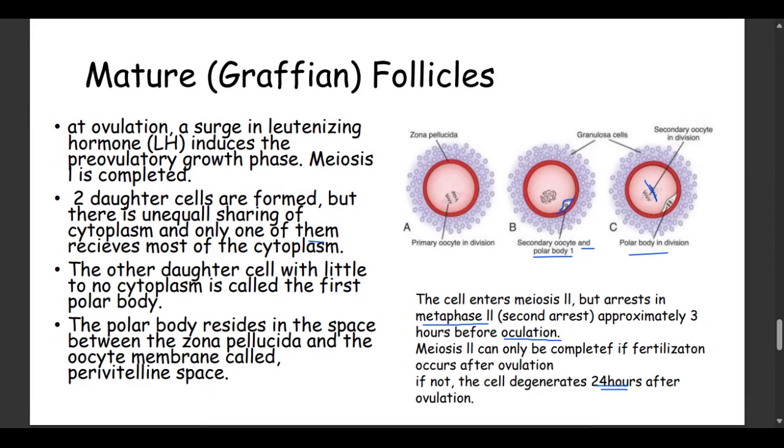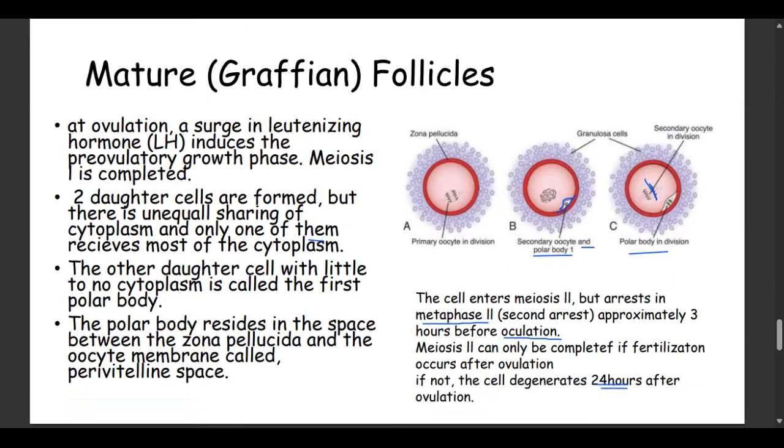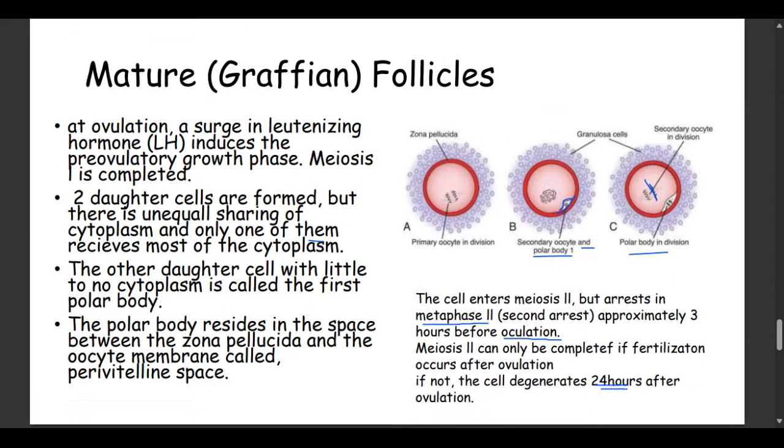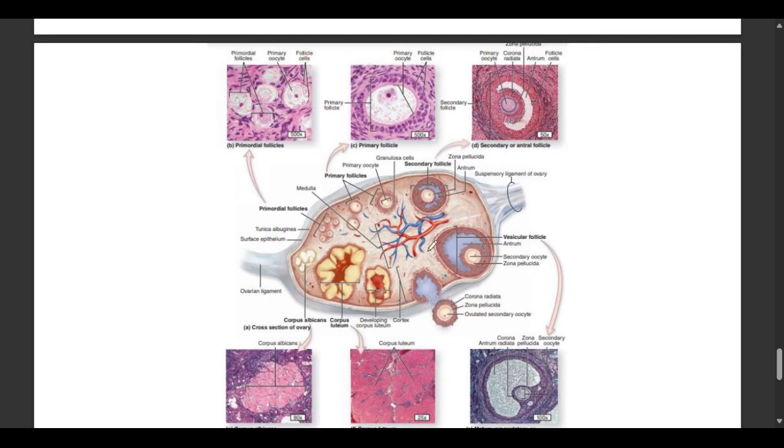Then when you have the mature Graafian follicle, that is basically the end of oogenesis. That means you have produced your oocyte. This oocyte, all it's waiting for is ovulation and fertilization for it to finish. Don't forget that it is arrested in metaphase 2 before ovulation, and this can only be completed if fertilization occurs. So this is just a pictorial view of whatever is happening in the ovary from what we've been explaining.